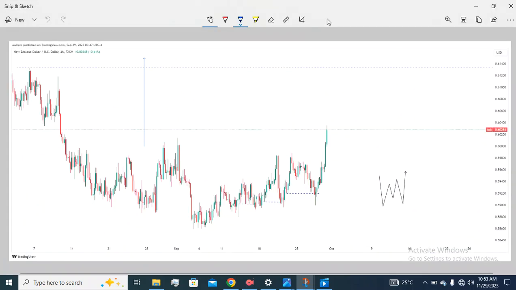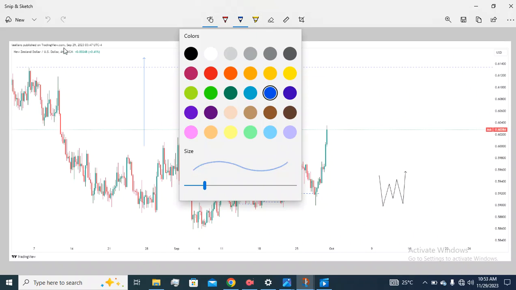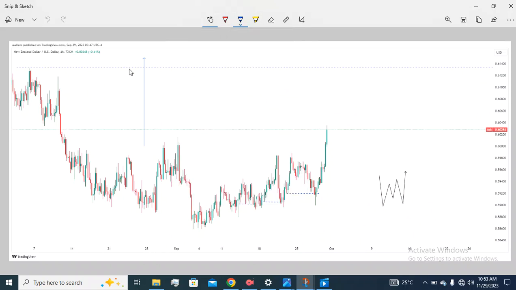So this is it. This is the chart. This is New Zealand US dollar, 4-hour time frame. It was published on September 29th, 2023. Yes, this is what we are going to see.